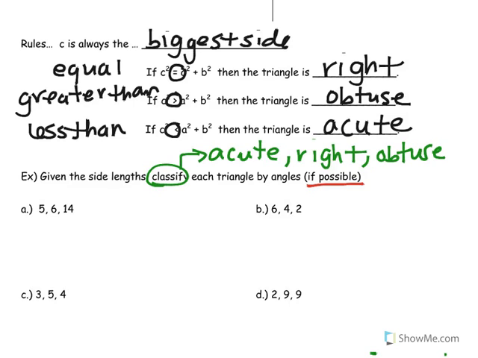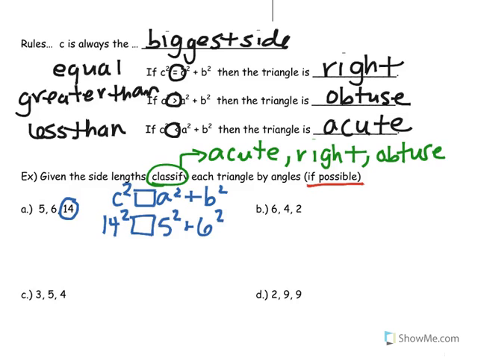So let's go through the steps here. On example A, it says the side lengths are 5, 6, and 14. Well, C is going to have to be the biggest side, and then I'm going to test the Pythagorean theorem. So I'm going to look at C squared equals A squared plus B squared. And C is going to be the 14, so 14 squared. How does that compare to 5 squared plus 6 squared?